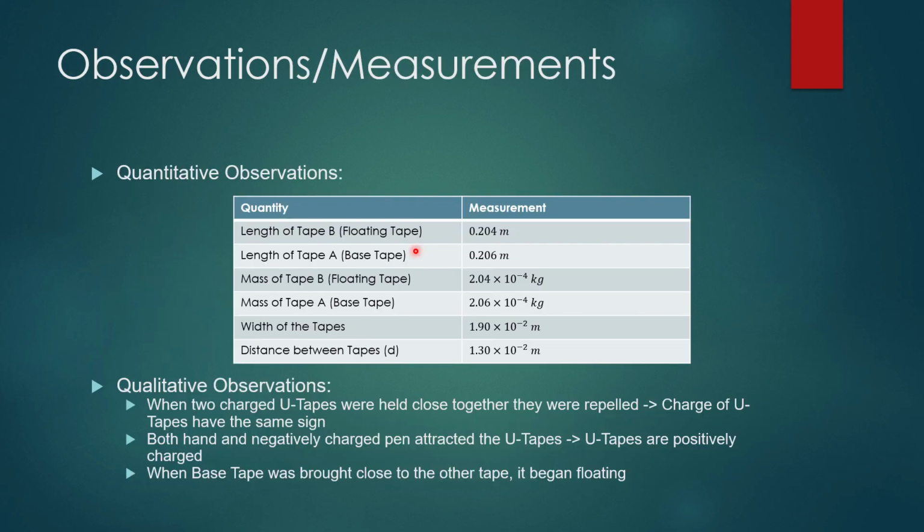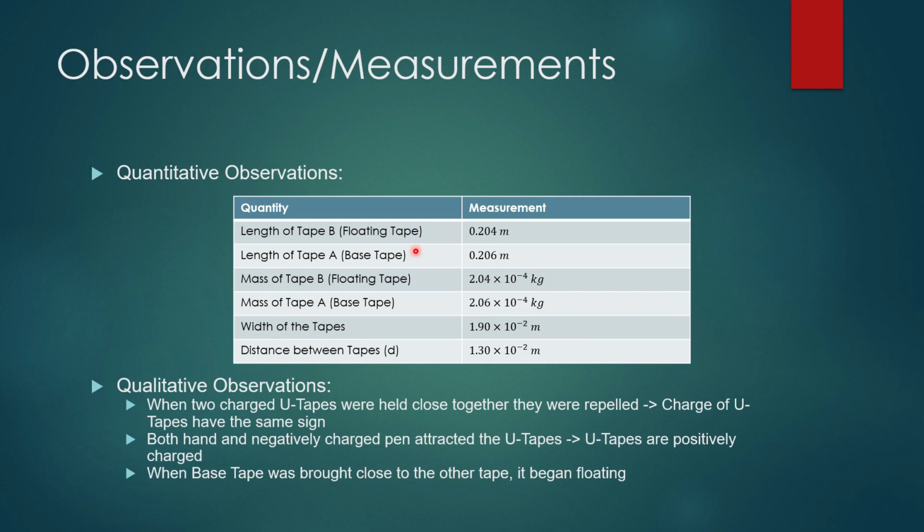And now from observations, the quantitative observations I found are in the table, and I measured the length and mass of tape A and B, the width of the tapes, and the distance between the two tapes when tape B floated over tape A. I also found that when two charged U-tapes were held close together, they were repelled, and this told me that the charge of the U-tapes have the same sign. Also, both my hand and a negatively charged pen attracted the U-tapes, and this told me that the U-tapes are positively charged. Finally, when the base tape was brought close to the other U-tape, it began floating.